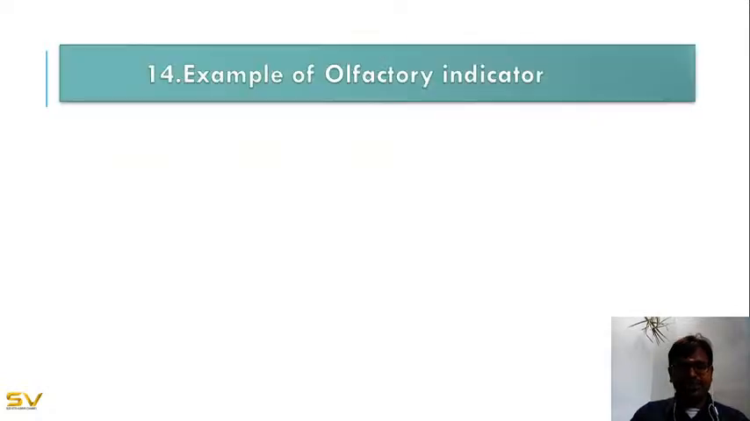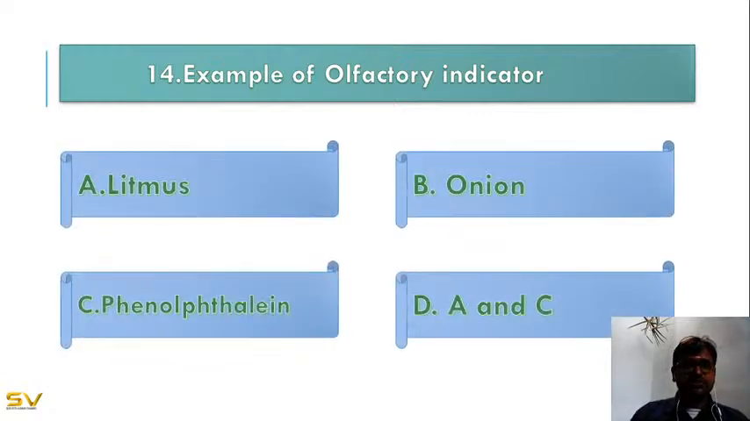Example of olfactory indicator. What are olfactory indicators? Substances which can be identified by their odor, that means smell. Option A litmus, option B onion, option C phenolphthalein, option D A and C. Yes, I got answers from Alim and Srikant Yogeshwar for the previous questions. Anyhow, we just declared the answer, no problem. Keep going on.